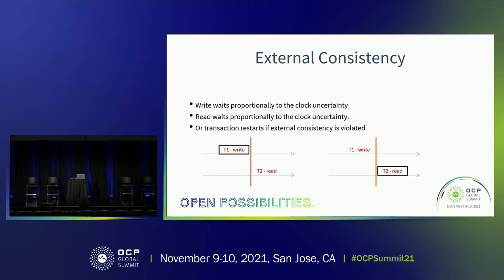I'd like to focus here on the length of the wait, the amount of time that we need to wait. This time includes the clock uncertainty. That means if we decrease the clock uncertainty, we are naturally improving the database throughput. How much? Next slide, please.